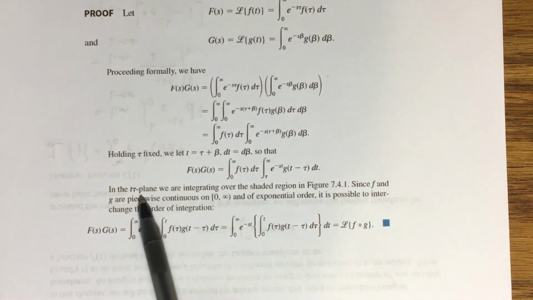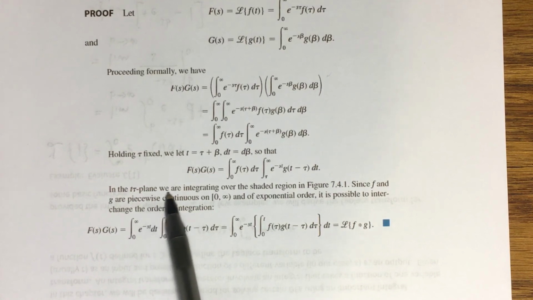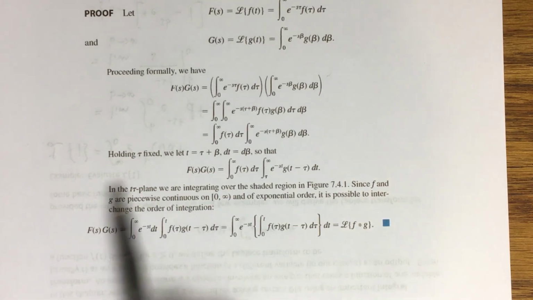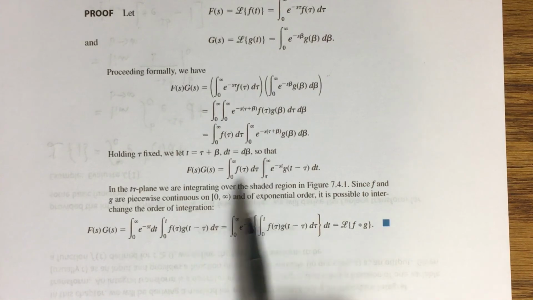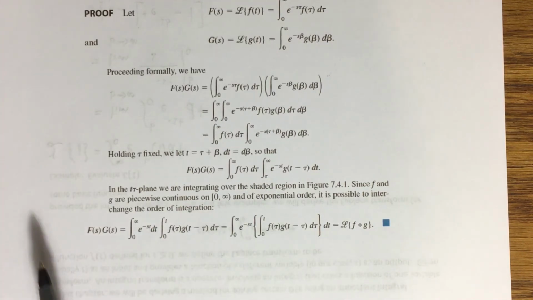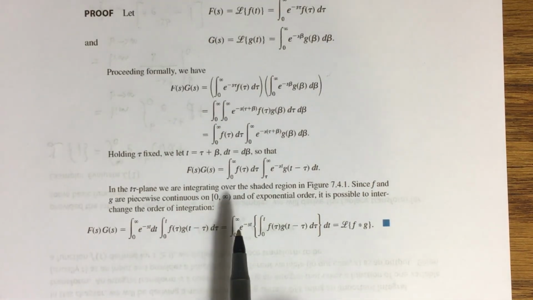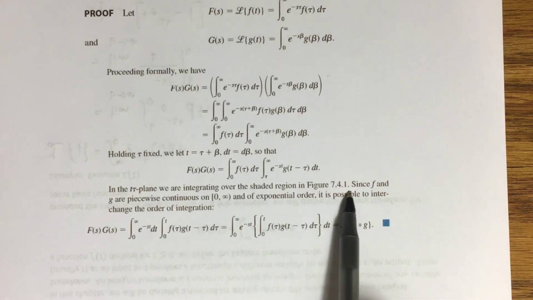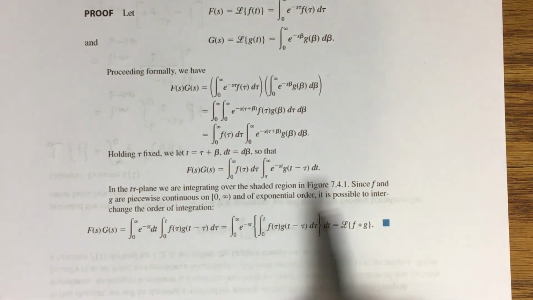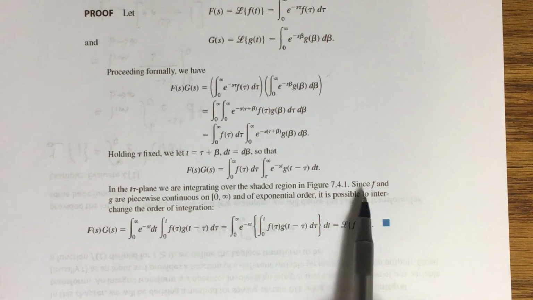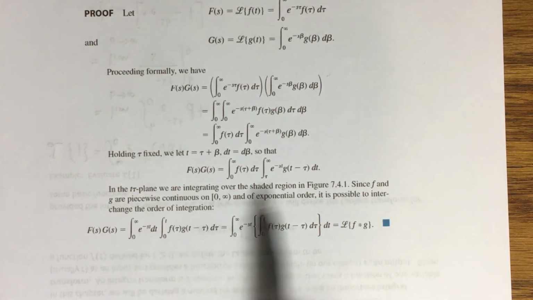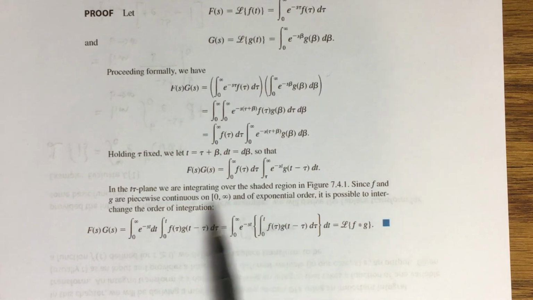So right here it's referencing a figure that's in the book. This is copied out of your book, obviously. I didn't put the picture of the graph in here, so you can look at that in your book if you want to. But where it says figure 7.4.1, I'm not showing that here. f and g are assumed to be piecewise continuous and they're of exponential order, and this is enough to say that we can change the order of integration here.